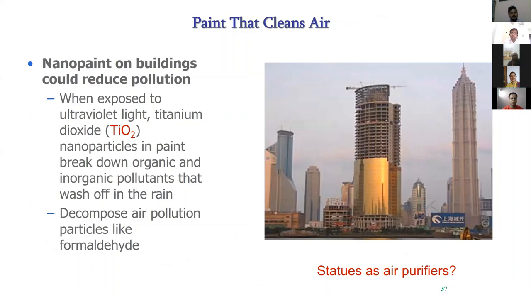You can make a building coat with TiO2, the paint which has TiO2, and then that TiO2, the titanium oxide, has the ability to harvest some part of the solar energy and break down all the organic and inorganic pollutants that we have in the air. You clean the air by simply painting your external walls.